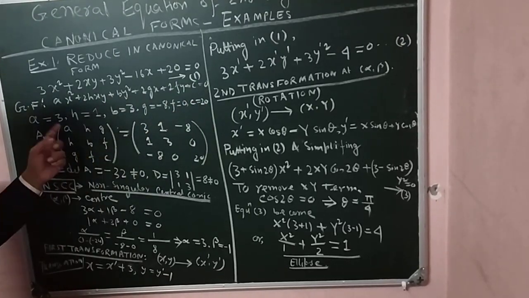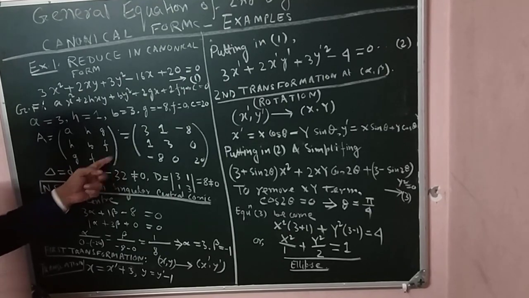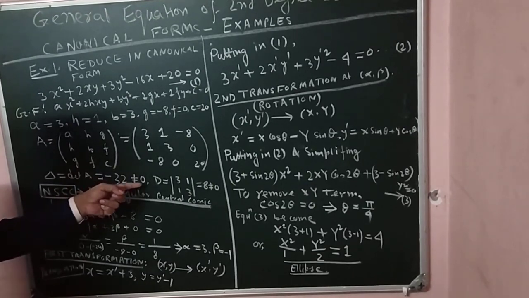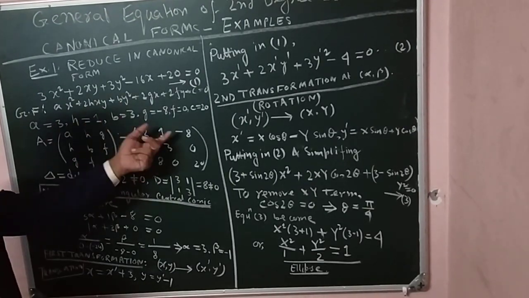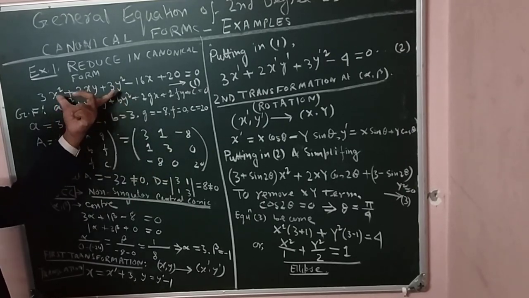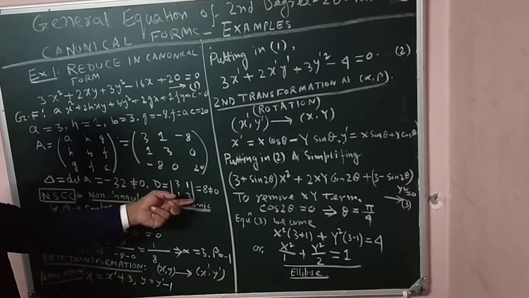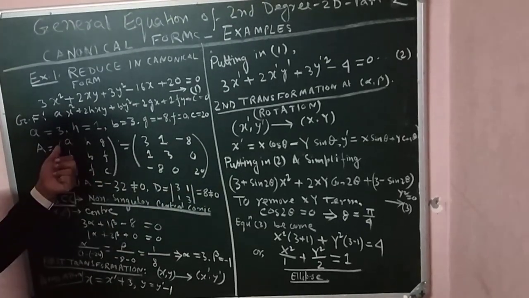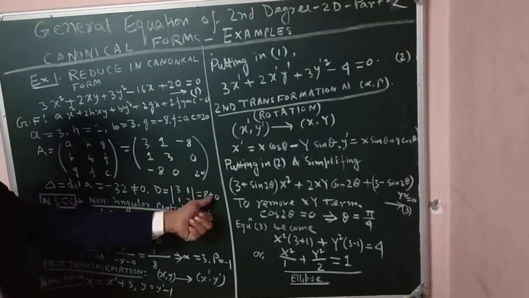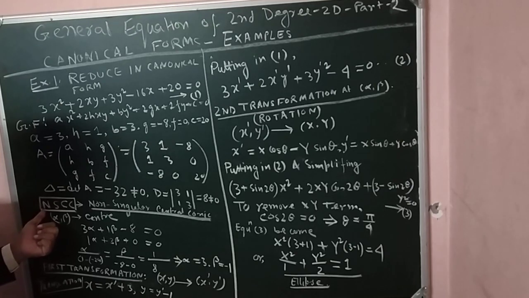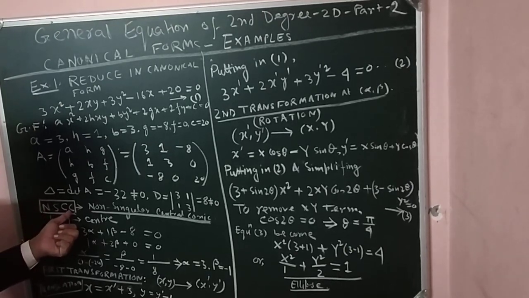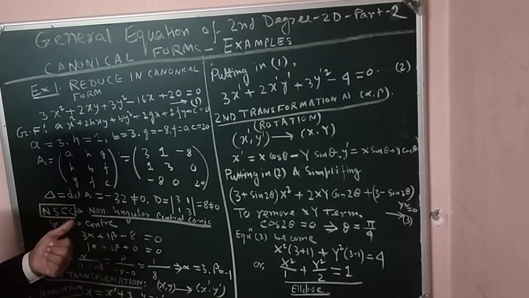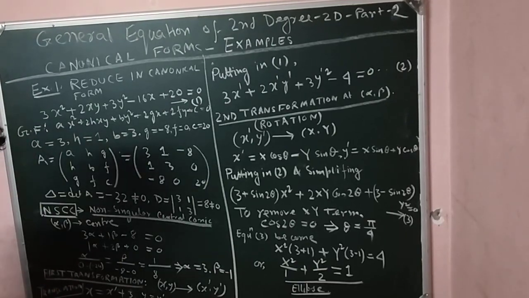We construct this matrix: a h g, h b f, g f c. Its determinant delta can be obtained as minus 32, not equal to 0, and D is the determinant involving the second degree terms, that is equal to 8, so not equal to 0. Delta not equal to 0 means rank 3, non-singular, and D not equal to 0 means it is a central conic. So under our category, this is NSCC, non-singular central conic, according to our abbreviation we discussed in part 1 of my video on this topic.